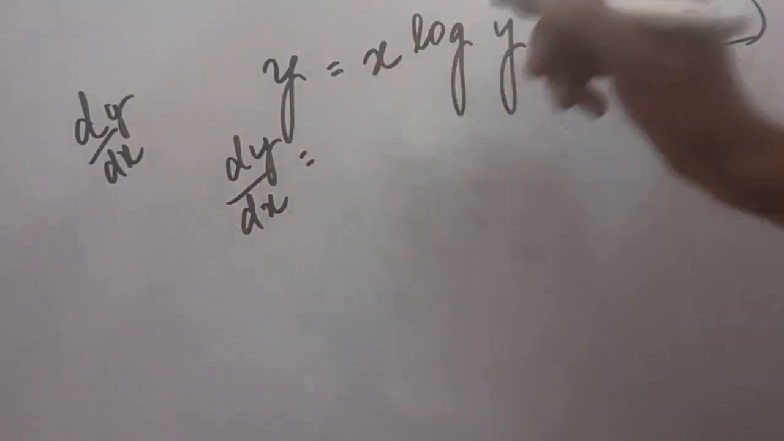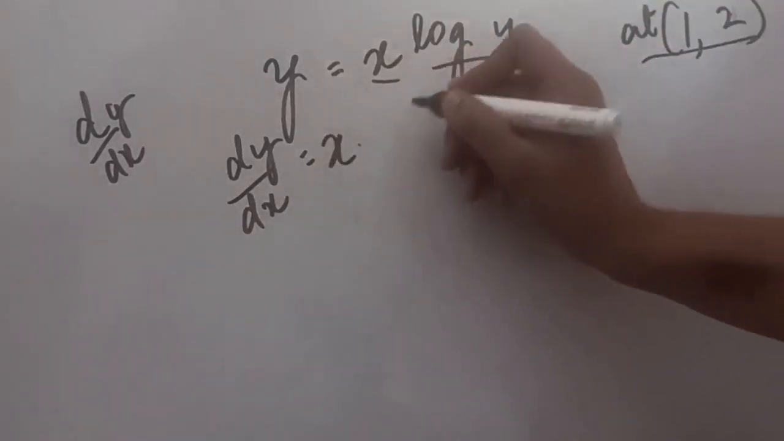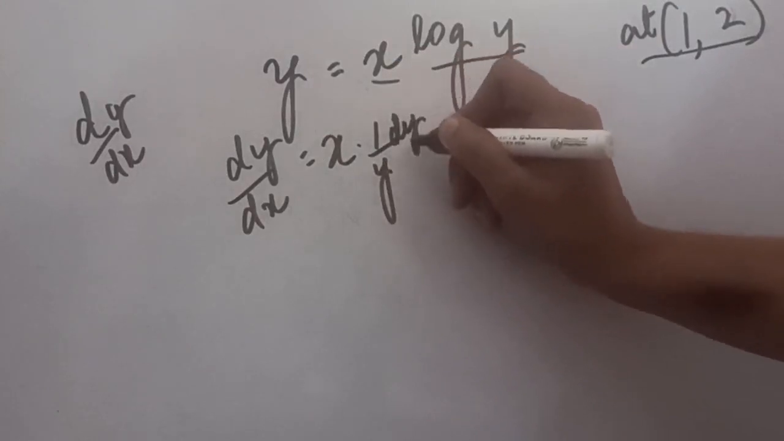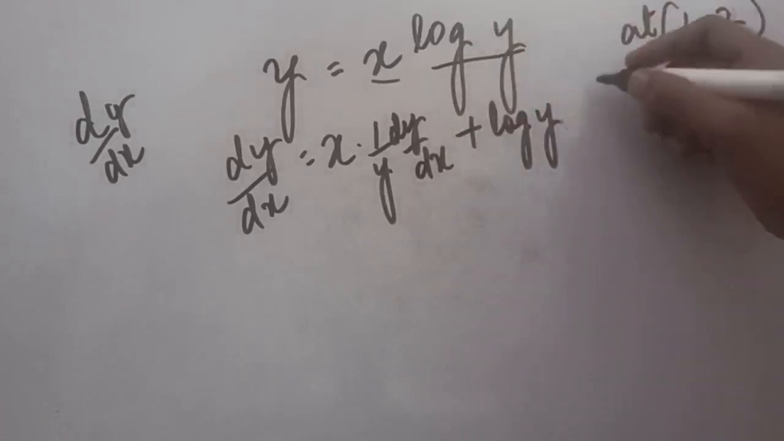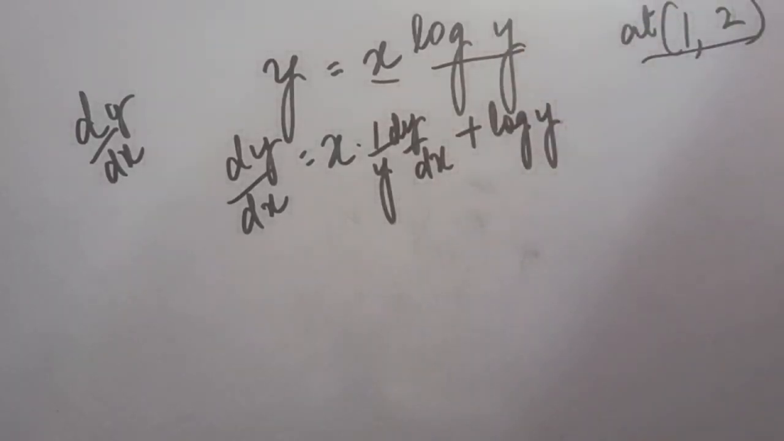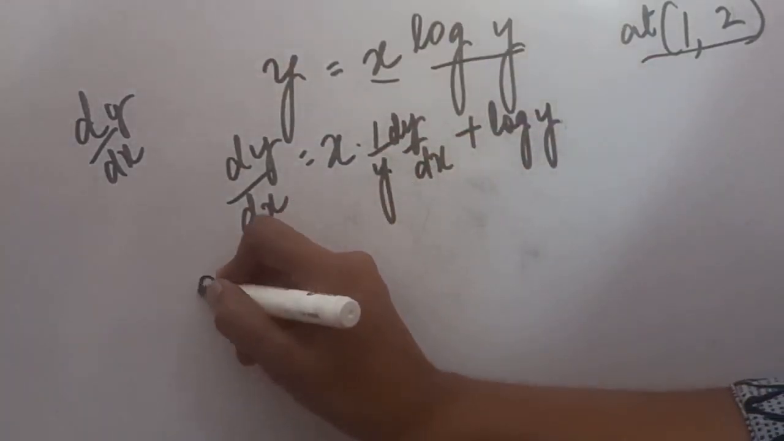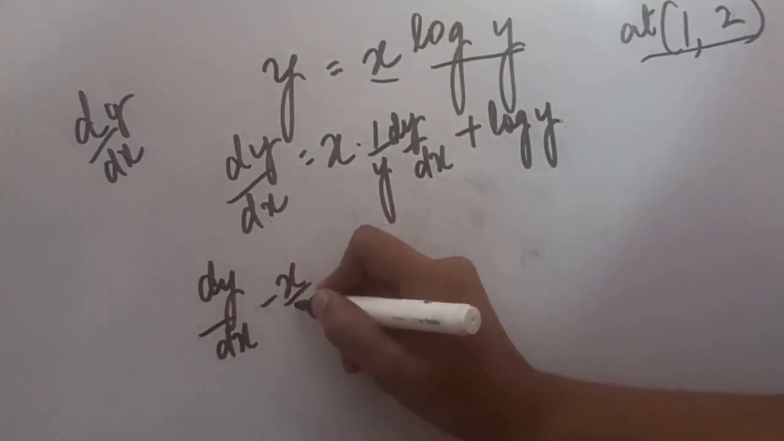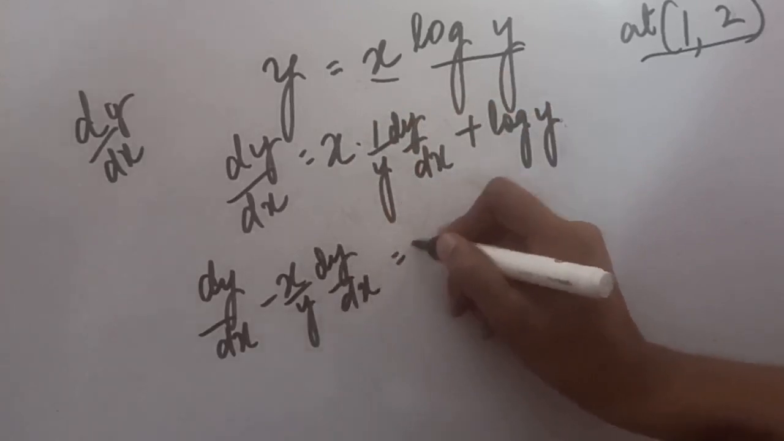On the right hand side you can see there are two functions. So here our product rule will be applicable. So x into log y's differentiation will be 1 upon y dy upon dx plus log y differentiation of x will be 1, so we need not write here. So now we have to calculate dy upon dx, so we can take that on the other side. So dy upon dx minus x upon y, this can be divided, dy upon dx is equals to log y.